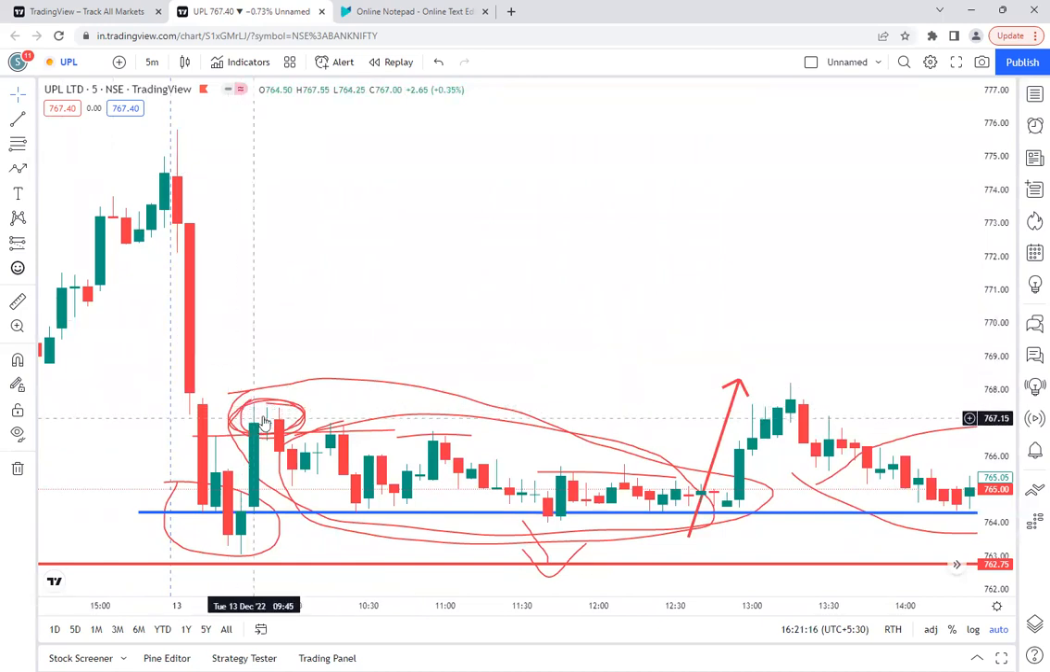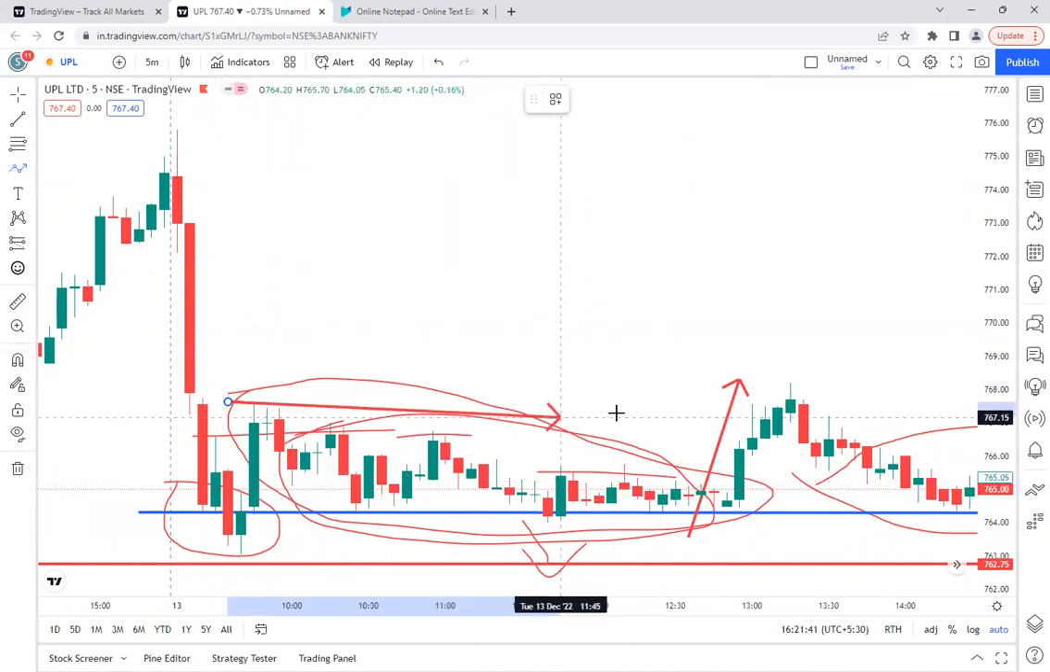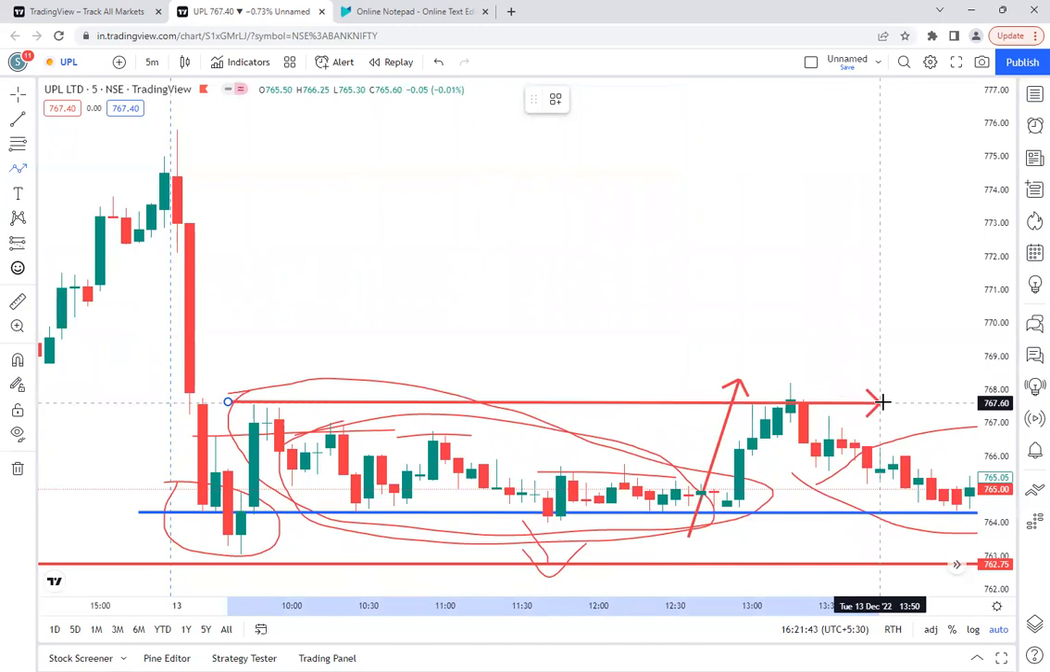Let me clear this part so that it will be visible to you. Why this candle high? Because this is the maximum level that buyers managed to take it up today. Right? So definitely all the sellers who are taking positions here and here and here might have kept their stop losses just above that.